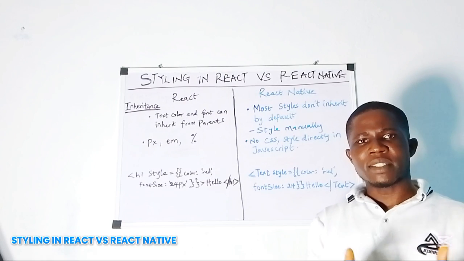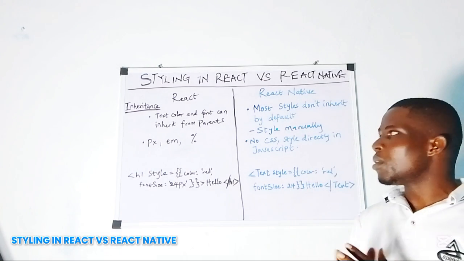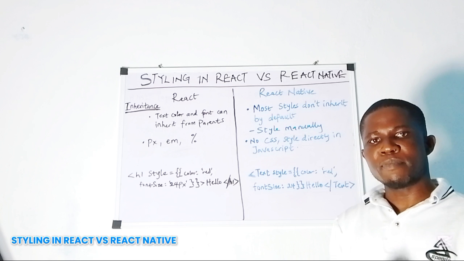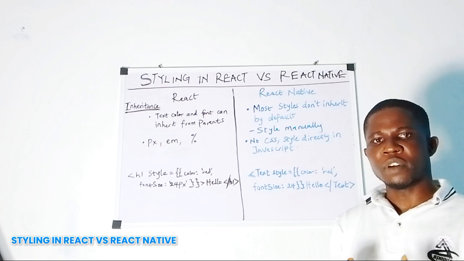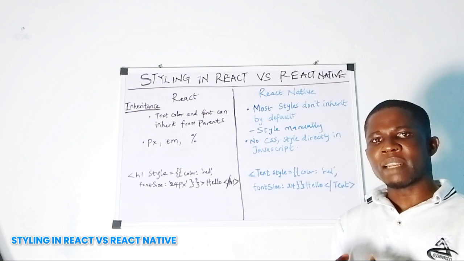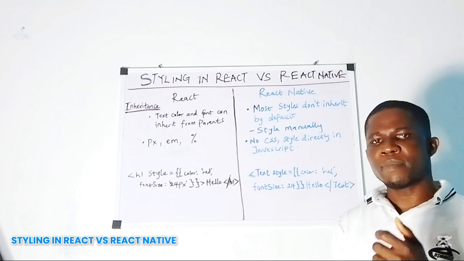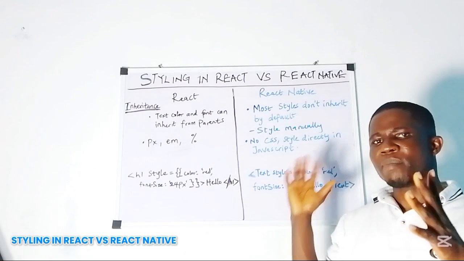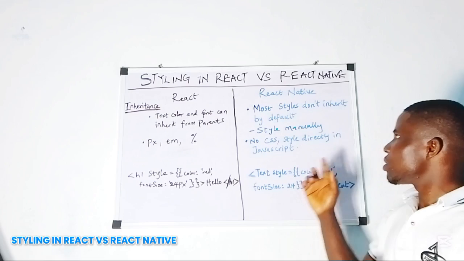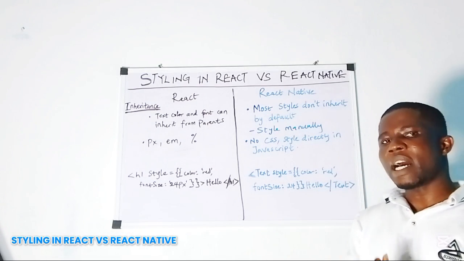Again, if you look at React, you discover that the text color and font can basically inherit from the parent. So you define it in the parent property, and the child element will be able to inherit some of those properties of the parent. But when you talk about React Native, there's a difference. The reverse is the case, because most styles do not inherit by default.